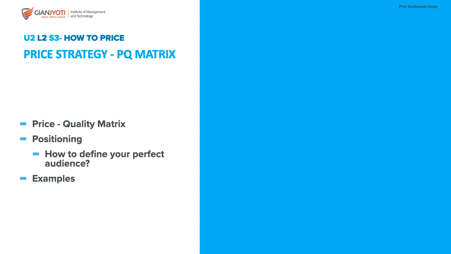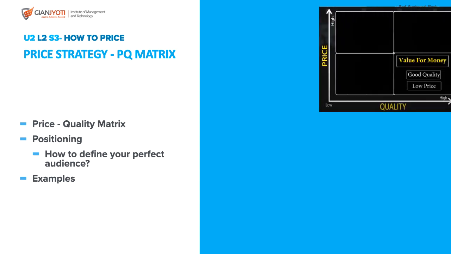Now, how to position yourself, because positioning is very important. Based on positioning, as we saw there, then you put the price. So the positioning, again, I go back to price and value metrics. So here, instead of the value, I'm taking the quality, price-quality metrics. So you need to define your perfect audience. How? Let us try to look at some examples.